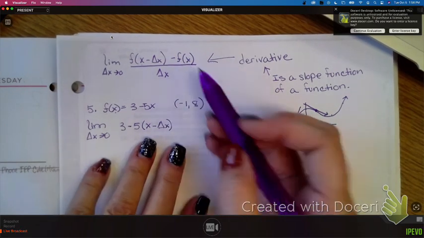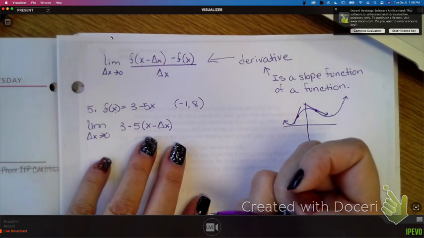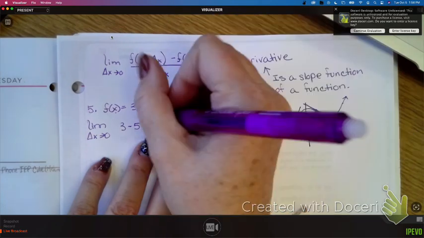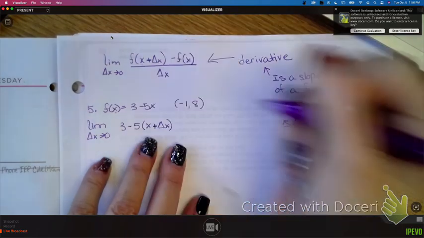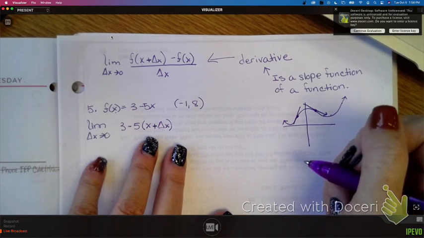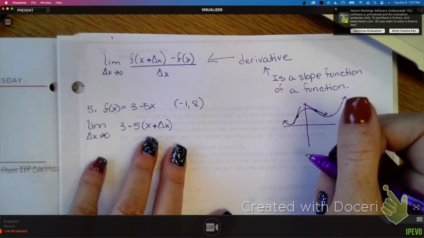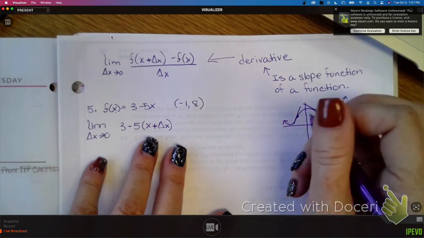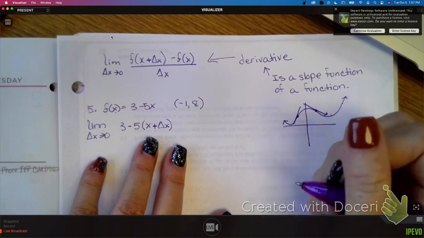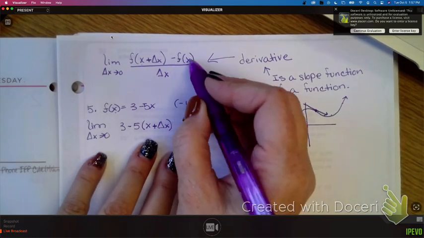Isn't it c plus change of x? Yes. I just did it off the top of my head. So it's plus, not minus. What's the formula from yesterday? Look at yesterday's. Yeah, it's plus. I did it off the top of my head and made a mistake. Okay, minus f of x, so I have to distribute.